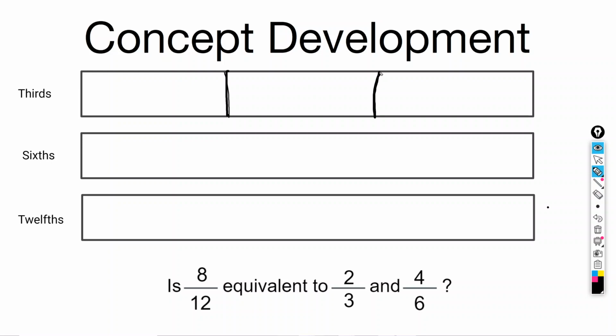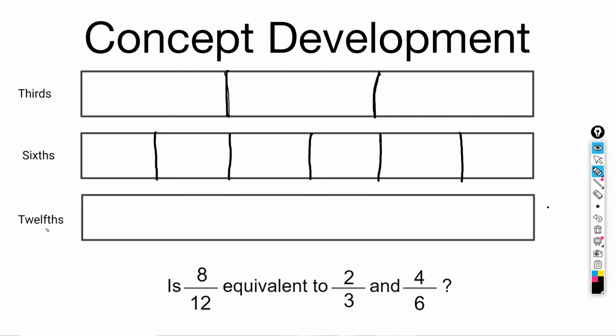So to make sixths, we actually make thirds, just like we did with our fraction strips. And then we folded it in half, which meant each one of these pieces was broken in half. And we end up with six pieces, and we can count to check. 1, 2, 3, 4, 5, 6.